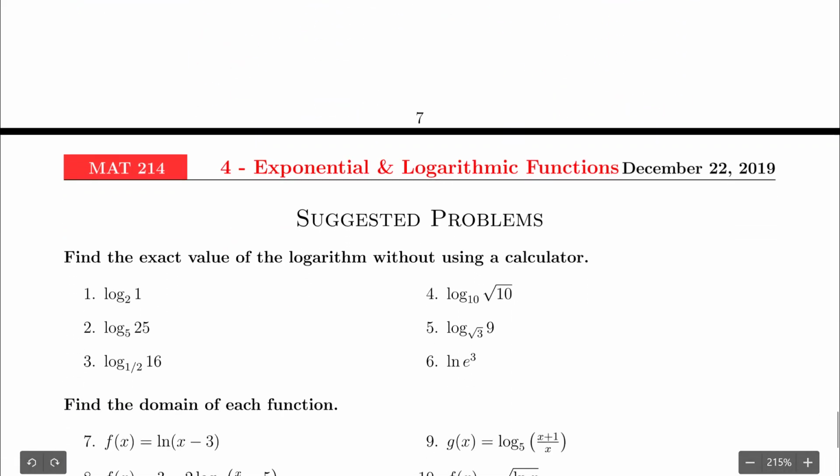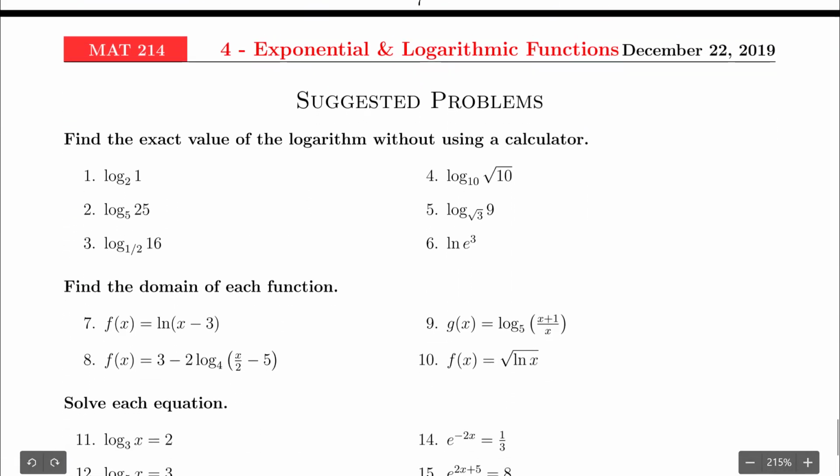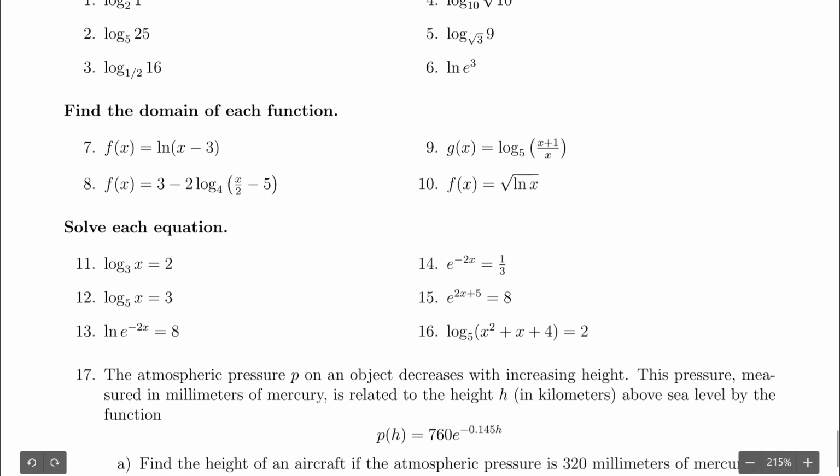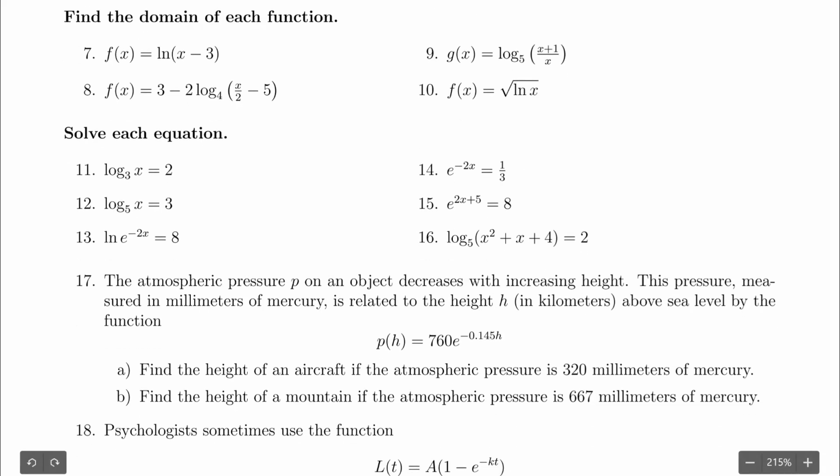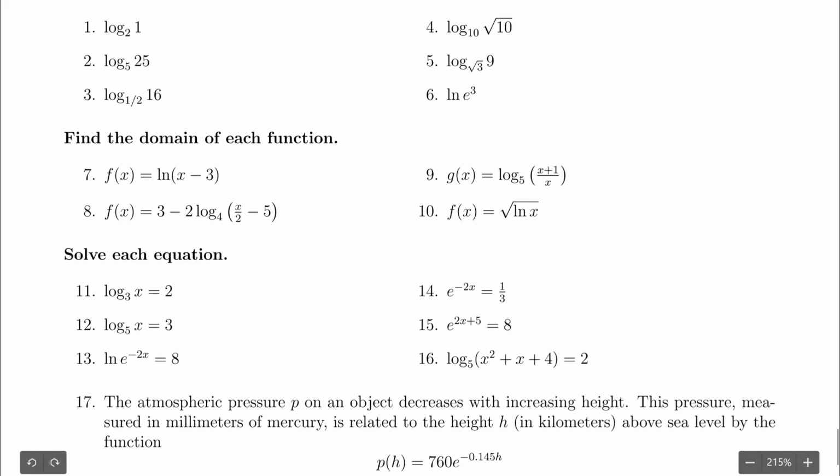That is the end of the introduction to logarithms. We're going to be working more with logarithms over the next 2 days, leading up to the final. And there's your suggested problems, so take a look at those.